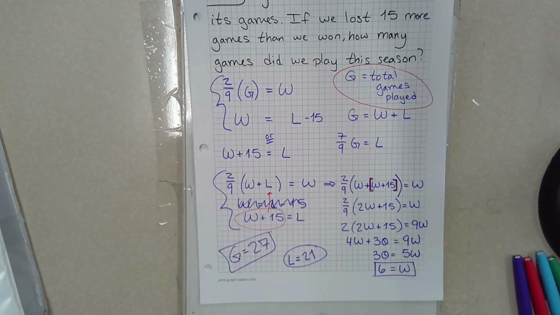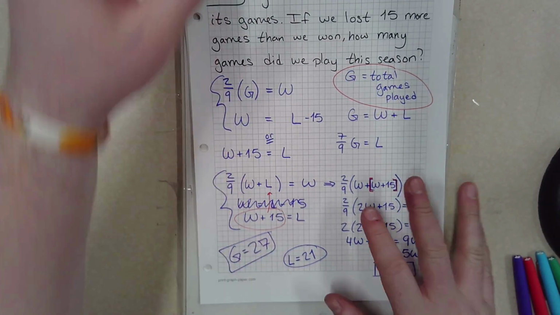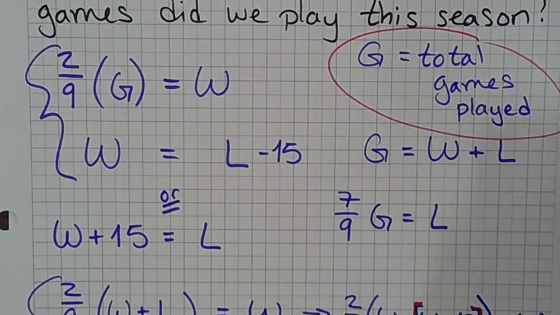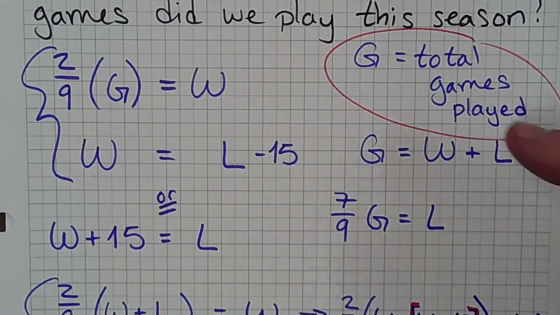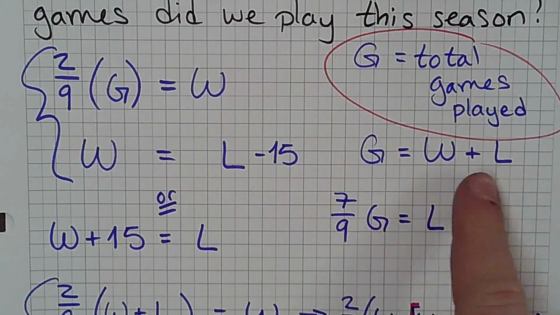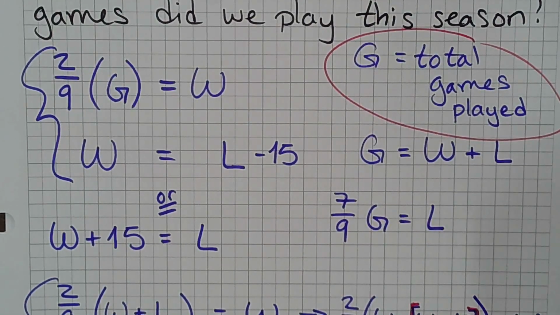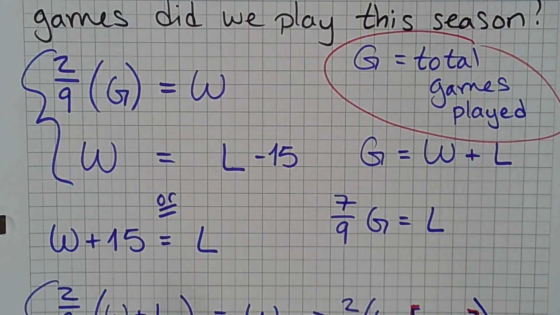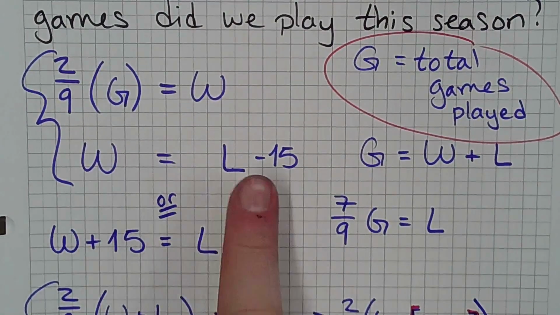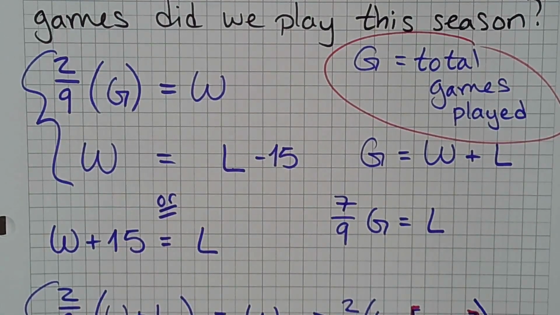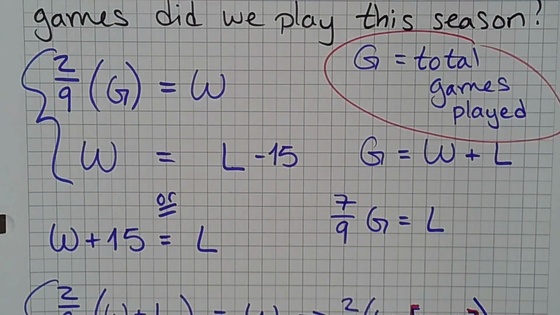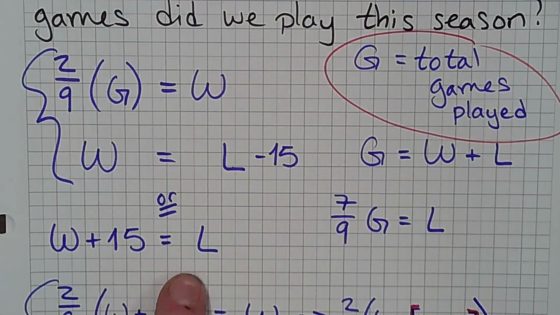So the first thing you want to do when you have a problem like this is write down all of the stuff you know based on what they told you. We know we want to find the number of games played, so I should probably make a variable for that. Let's call it G. G will be just W plus L. We know 2/9 of the games are wins. And we know that we lost 15 more games than we won. So if we remove 15 of our losses, then we'll be equal to the wins, or add 15 to the wins, we get the losses.